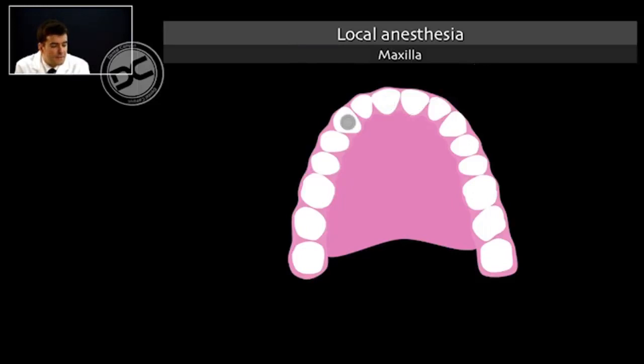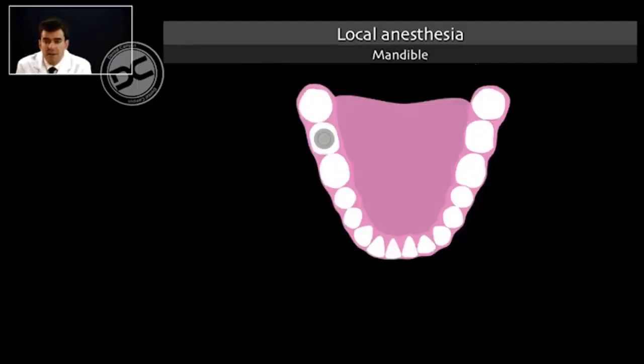When placing an implant in the region of the canine or of the premolars in the maxilla, we will again start with a nasopalatine nerve block, perform a local infiltration in the buccal area to get again the anesthesia of the superior alveolar nerves, and finally perform a greater palatine nerve block. Now, let's take a look at how to ideally place a local anesthesia in the mandible.